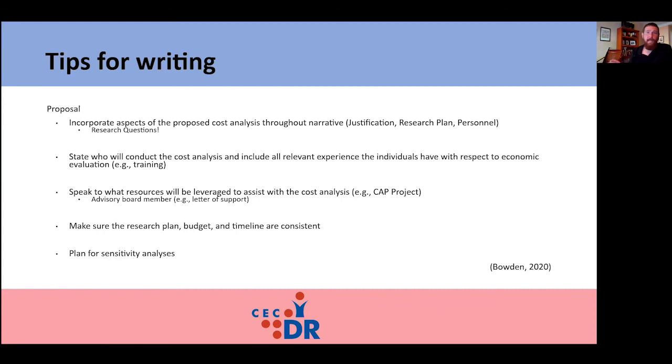Actually build out the time to conduct the cost analysis. You just want the whole proposal to essentially flow. You don't want it to be just one last paragraph at the very end of the narrative that says cost analysis and then puts some things in there. It should really go through the whole proposal. And then also plan for sensitivity analysis. See how much the cost estimate changes when you make different assumptions or design it differently.